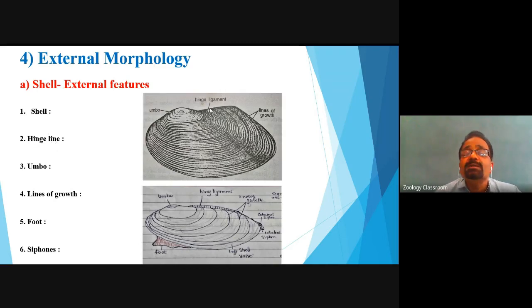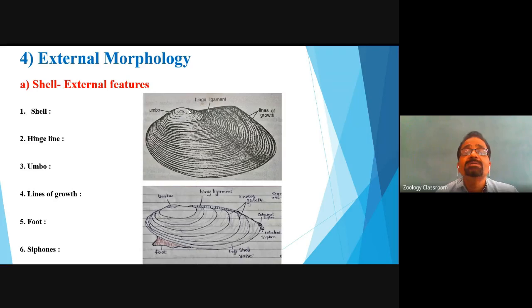This is the border. This entire border is called the hinge line. See, this is the border which is called the hinge line, and this structure, the hinge ligament, is the tissue which holds the hinge. शब्दशः मराठीत अर्थ आहे हिंजचा बिजागिरी. जशी दाराला बिजागिरी असते, like that it is a sort of device which holds the two valves together. So the hinge ligament is there keeping the two valves together.